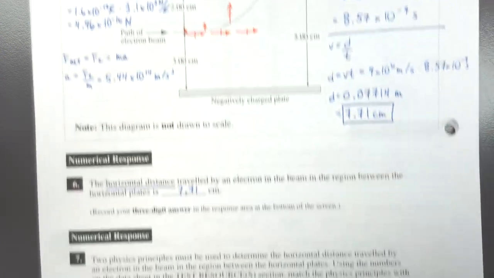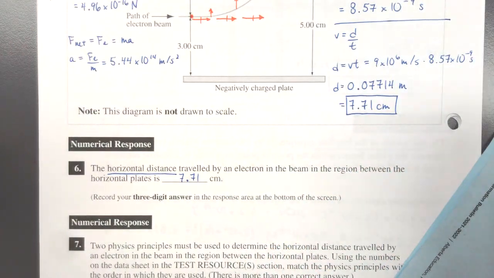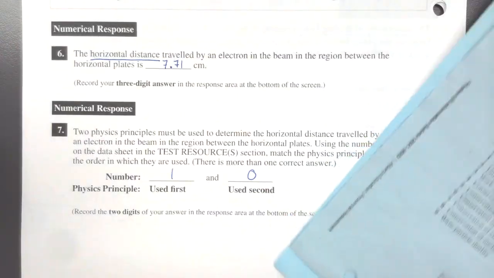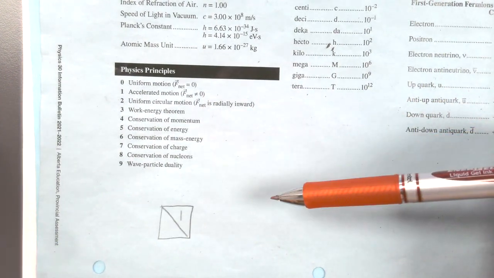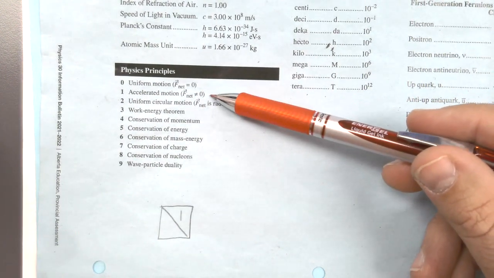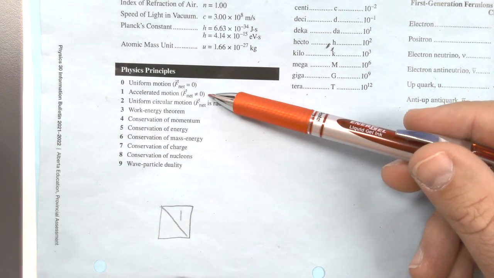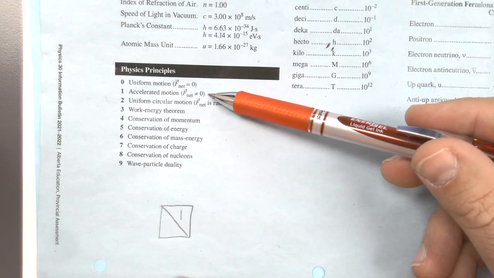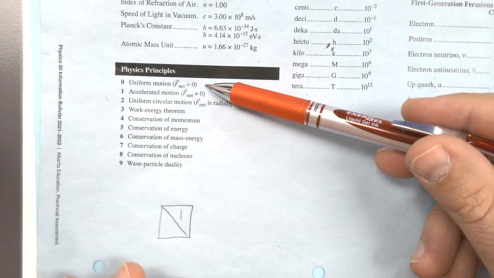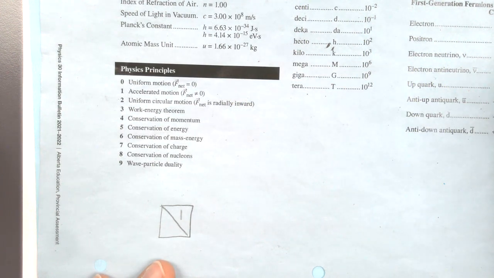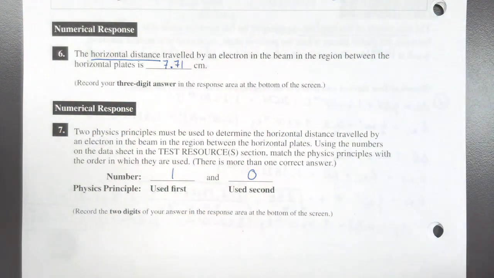Last thing on this question, it also asks me which physical principles I use, or physics principles I use. Now that's looking here on your formula sheet. Now the way I did it was, I realized that the FNet was not equal to 0 first, and I found the acceleration using an FNet statement. And then I used uniform motion for the horizontal section where the velocity wasn't changing. So I chose 1, then 0. Very typically, they also would accept 0 and 1, as different people could algebraically do different things.